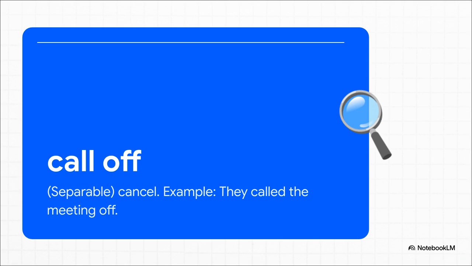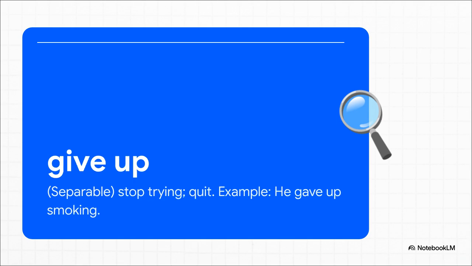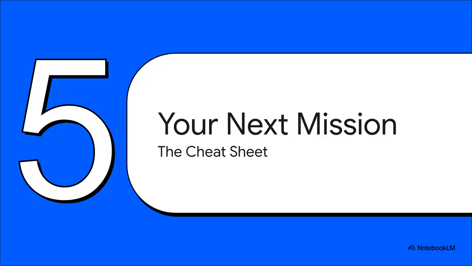Okay, now for a separable one, call off, which means to cancel. And here you've got options. They called the meeting off, or they called off the meeting. But remember that pronoun rule. It's always they called it off. And a classic, give up, meaning to quit or stop trying. Since it's separable, you can say he gave up smoking, or you can say he gave smoking up. Just don't give up on learning these.